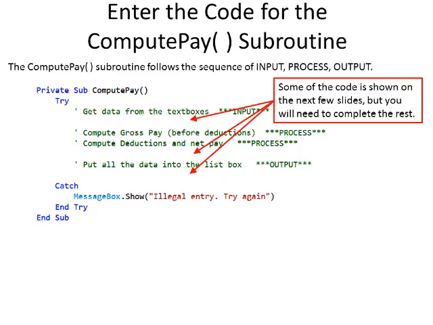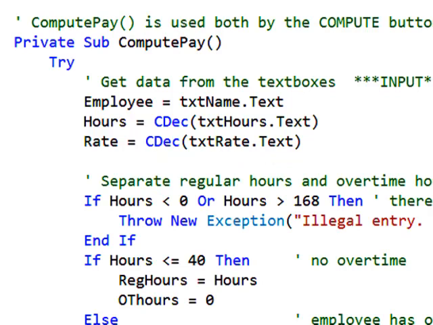Let's look at ComputePay. The ComputePay subroutine follows the sequence of input, process, output. What we'd like to do though is put everything inside of a Try-Catch block. That way if there's any errors while reading the text boxes or any errors while doing a compute pay, we can catch it with a Catch. Here's the code for getting the data and separating the regular and overtime hours.